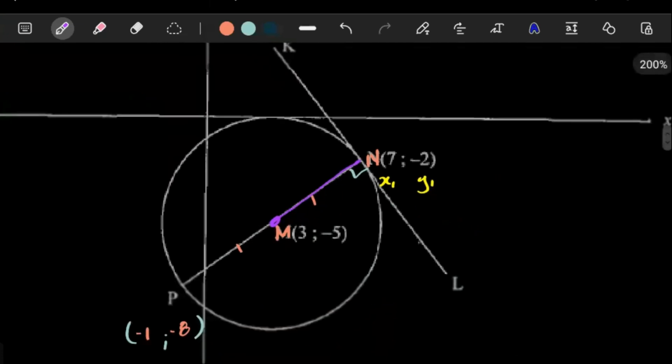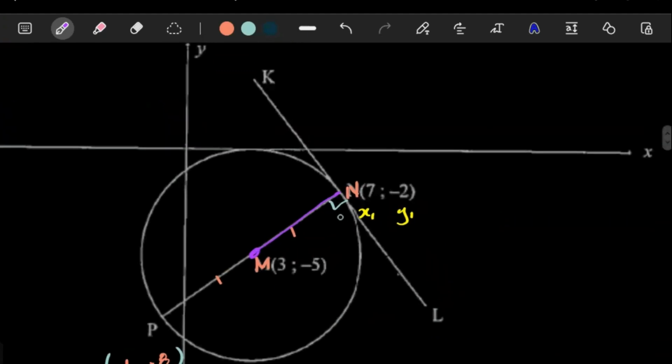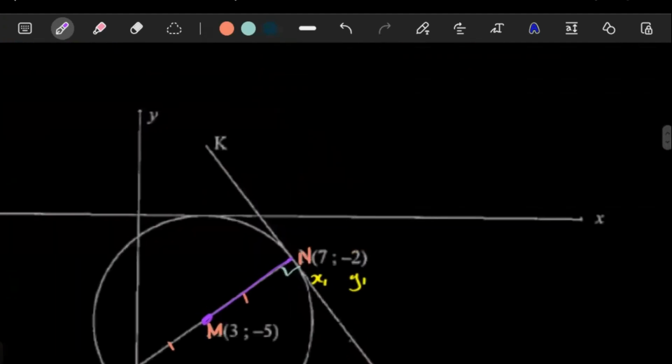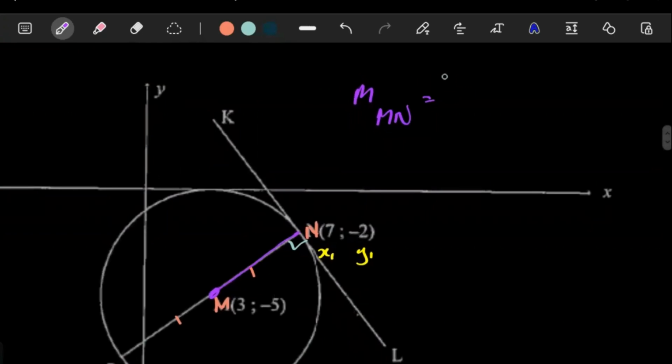You're going to get the gradient of the radius, and then you're going to use the formula m1 times m2 equal to negative 1 to get the gradient of KL since they're perpendicular. So getting the gradient of MN, let's do that here. Gradient of MN is going to be negative 2 minus 5 over 7 minus 3. Negative 2 plus 5 is a positive 3, and then it's a positive 4.